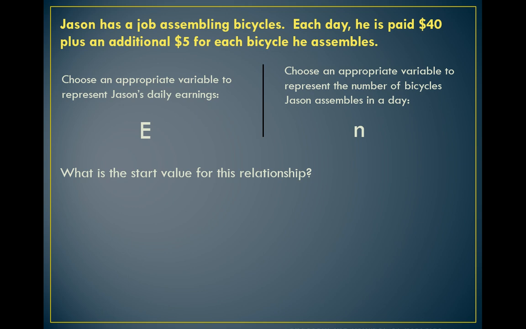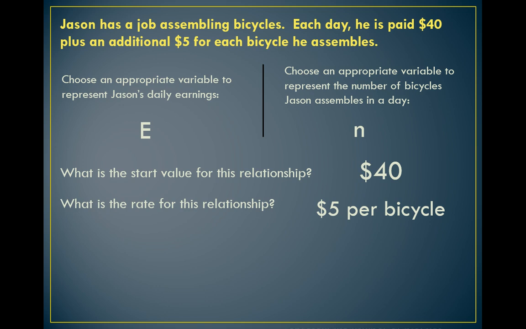Now, what is the start value? What's the initial amount? What does he get automatically? $40. What is the rate? How much is it going up by? 5. And to be honest, if this was a truly great school, I would stop right there and go, that's it. That's the big ideas we need for today.